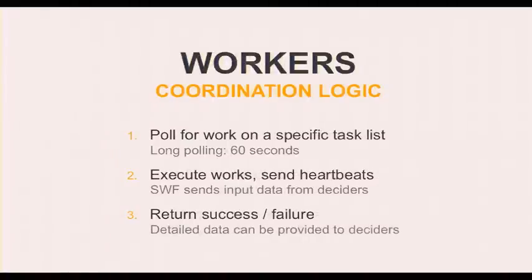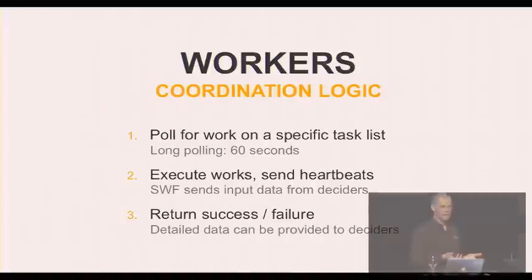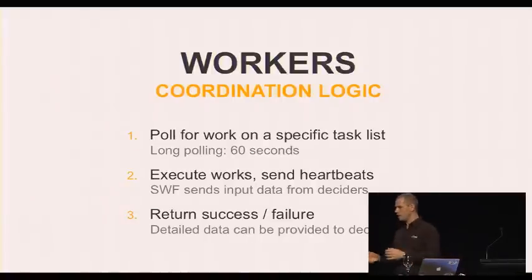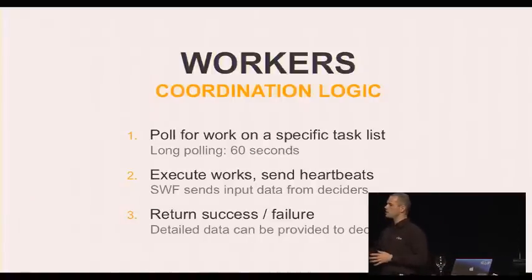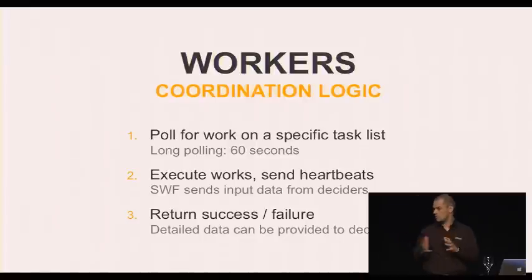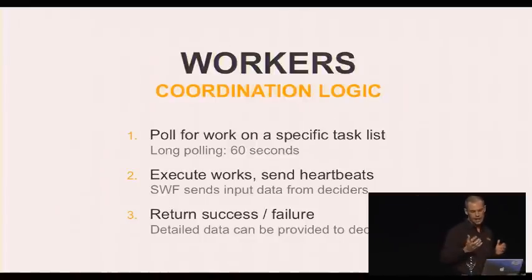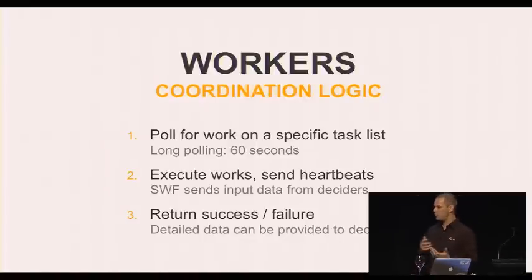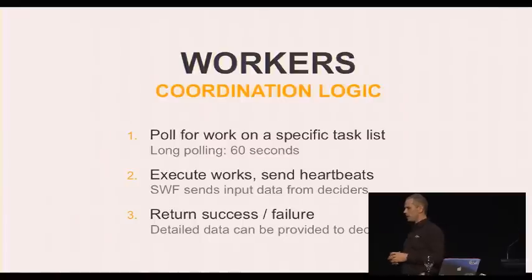The worker components work by polling for a job from a specific task list. They execute the particular task in mind, and it could be encoding a video, it could be pushing that content to S3, it could be doing some sort of shortening of a video. And then they return either a success or a failure, and that goes back to the actual state history for a given job flow.